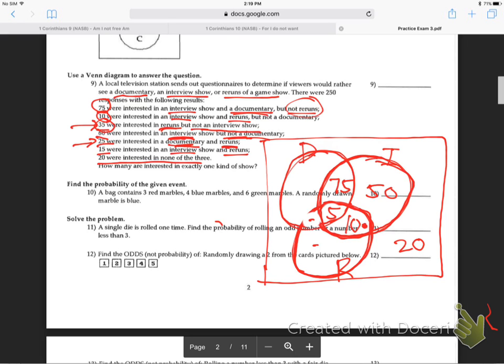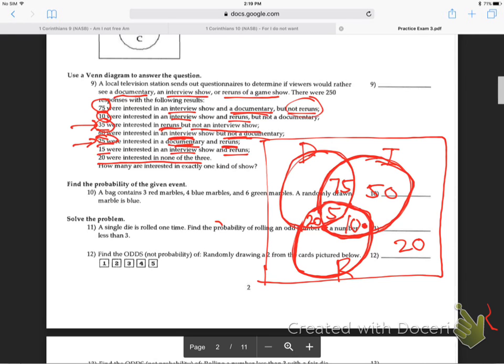Let's go to the 25, which we put up: documentary and reruns. Can we do it? Yeah, this is 20 here, to make 25 total in the documentary and the reruns. It requires a lot of patience, doesn't it? You just keep fiddling around with these things.